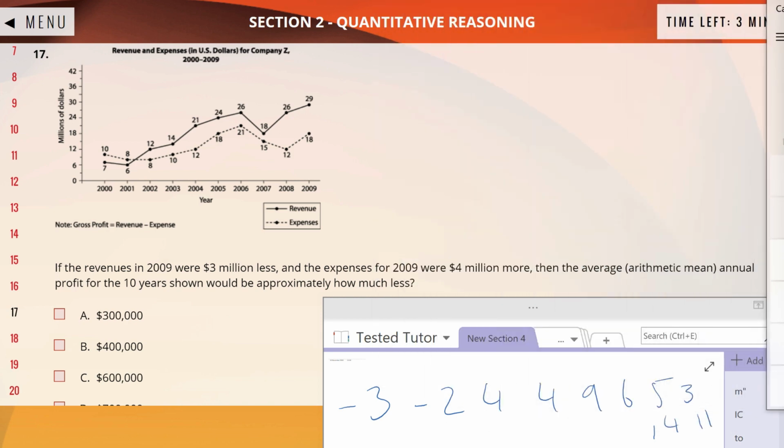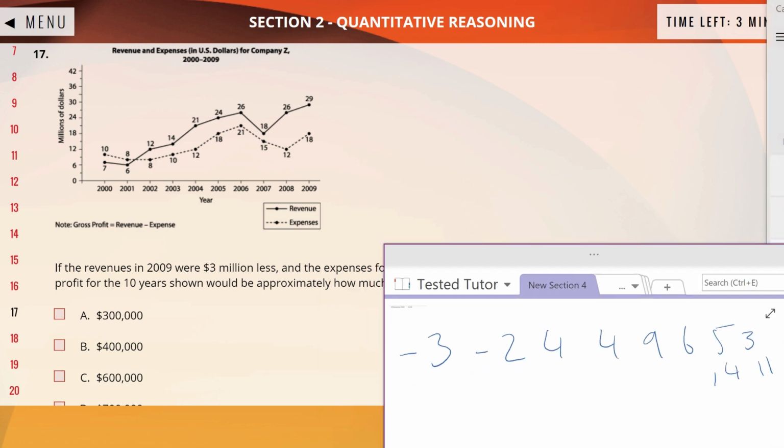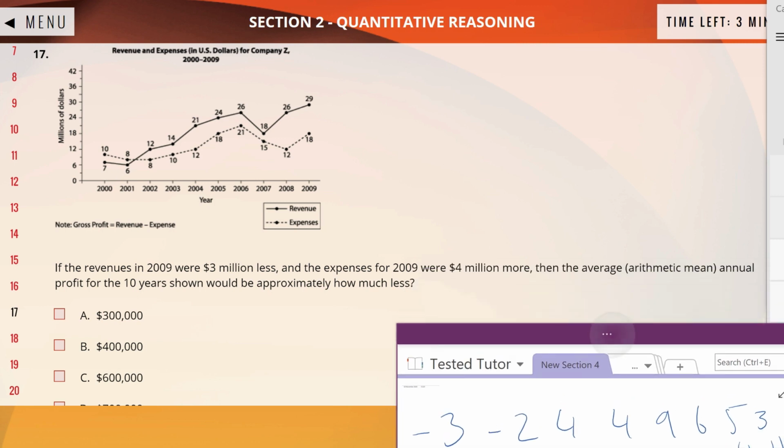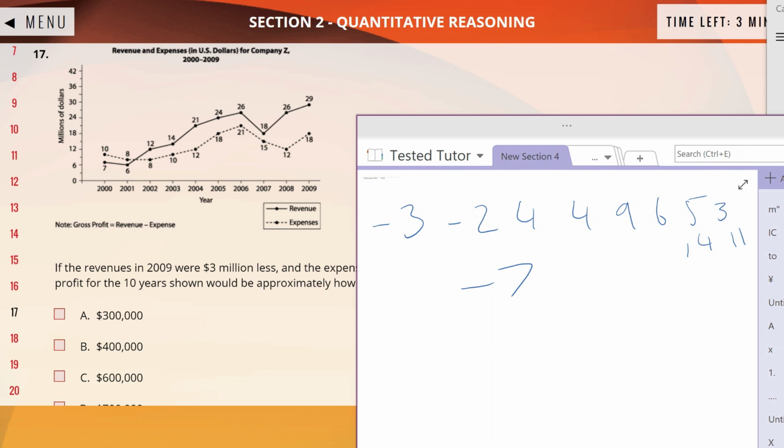Oh, you know, there was a much easier way. I mean, in 2009, the profit would have been how much less? Well, if expenses were $4 million more and revenues were $3 million less, then the profit goes down by 7, right? Because it goes down by 7 million. We've got 4 million more expenses and 3 million less revenue. So our profit went down by 7 million.